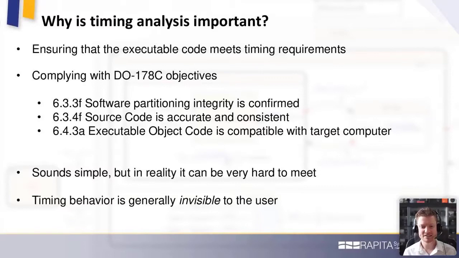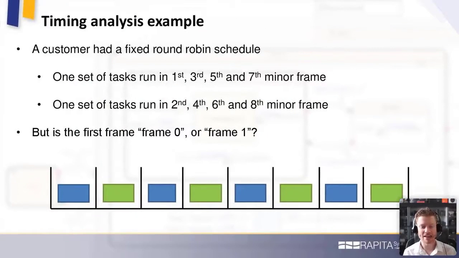And the reason for this is that timing behavior is generally invisible to the user. You can only really see if there are very large problems with it. What's going on inside the system and how the different components interact with each other is completely invisible to the end user. So here's an example of what I mean by this.